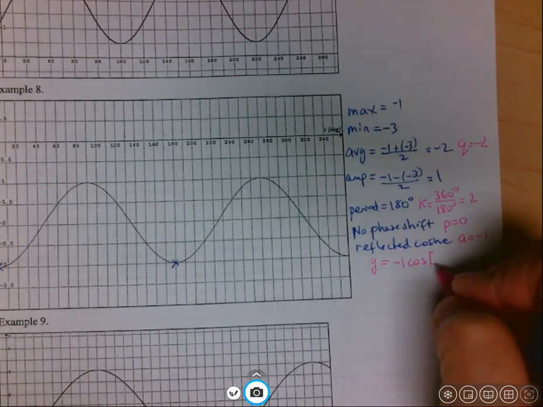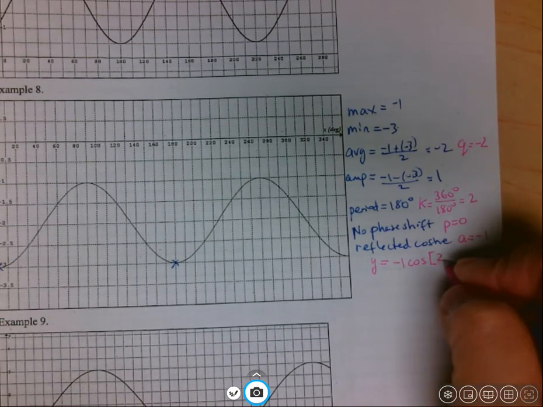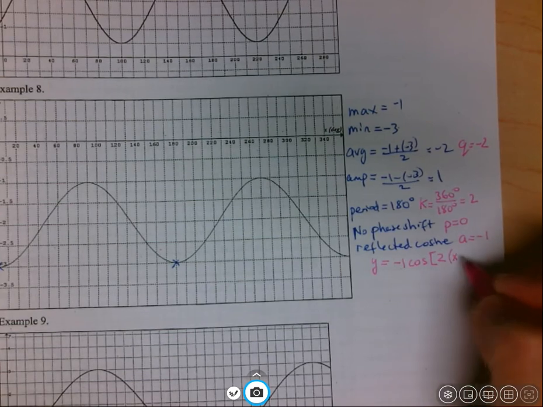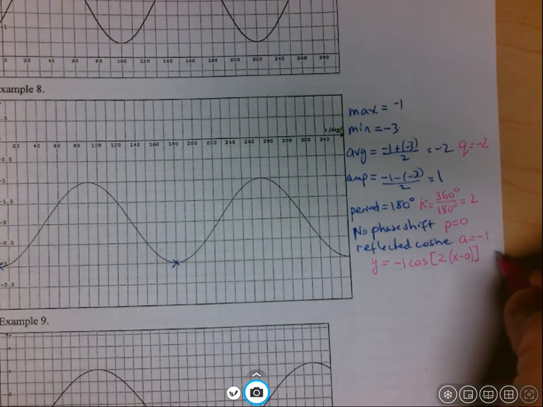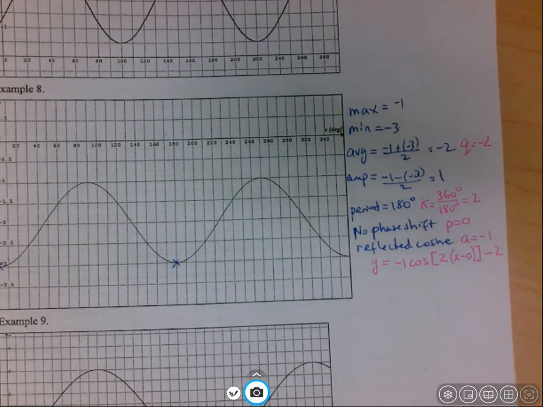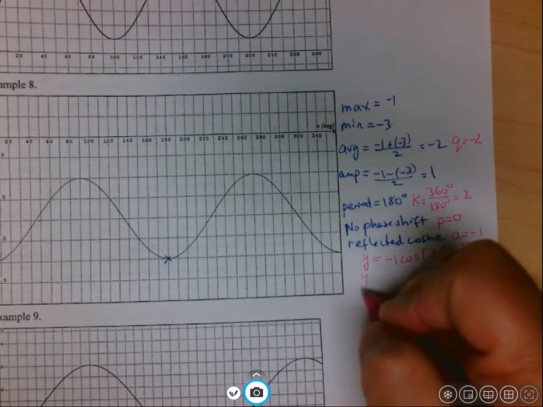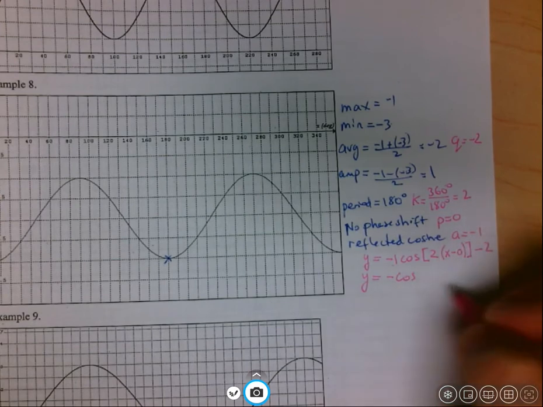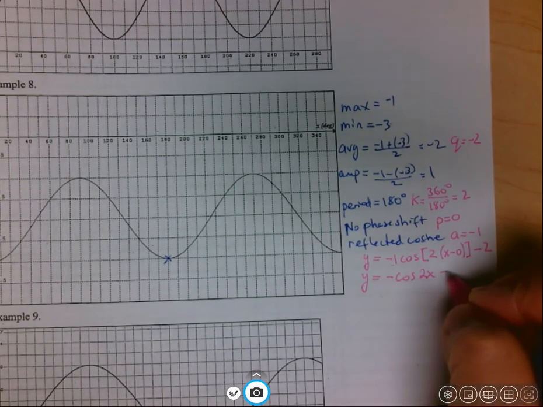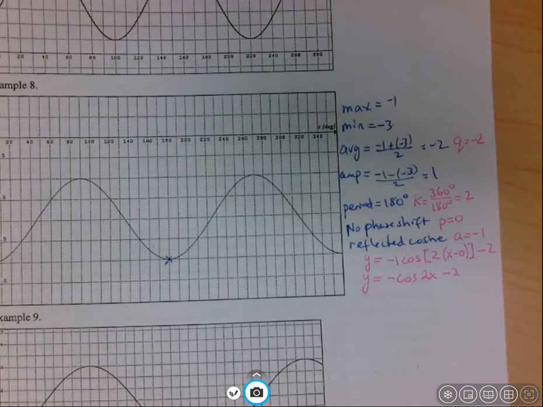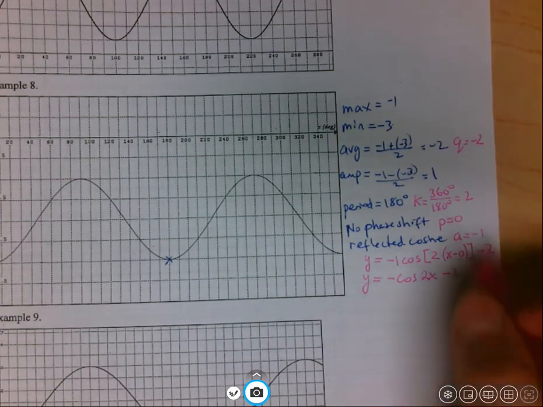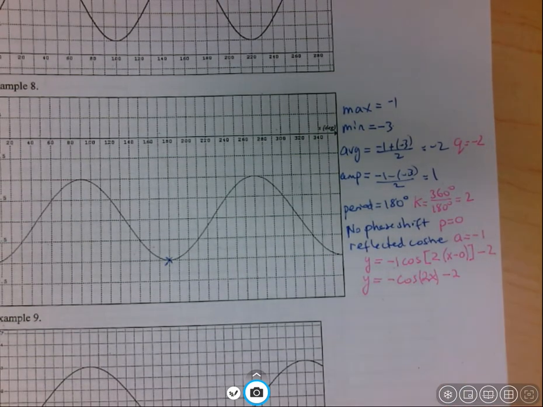And so now I can write the equation, which is y equals -1 cosine, open bracket, my K is 2, bracket, x. Now there's no phase shift, so I'll just leave it like this now so you can see where they're coming from. And then the -2. So I can write y equals negative cos 2x minus 2. This 2x you could put in a bracket or you don't have to.